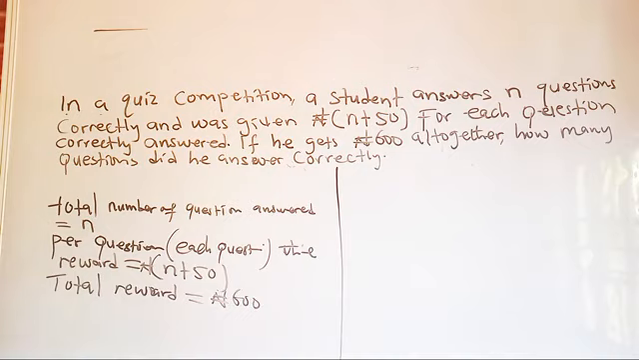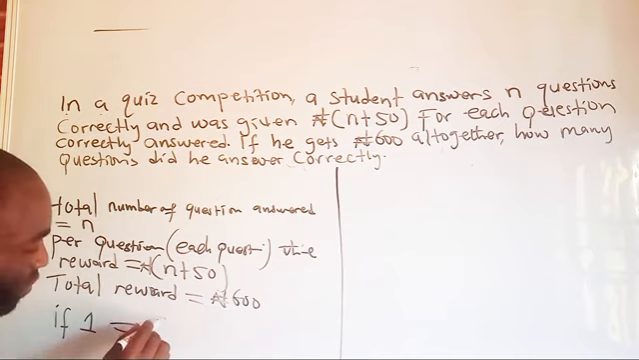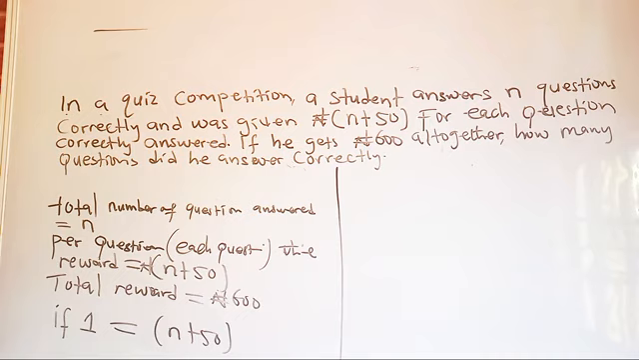So now, how are we going to solve? Let's understand this question. If one question is equal to n plus 50 naira, then n questions will be equal to what?